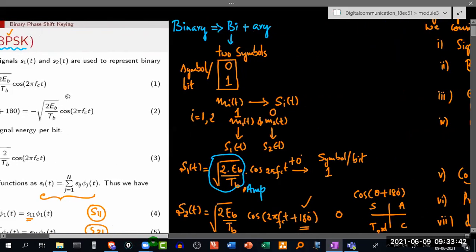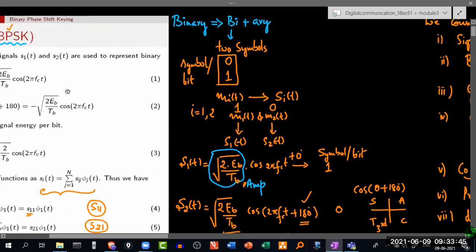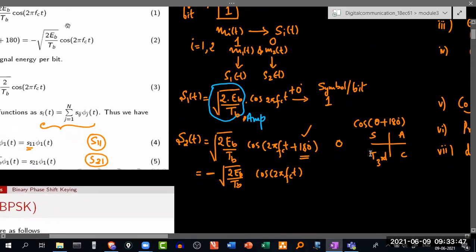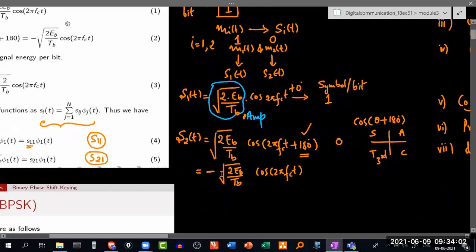And now because of that lead, we'll be lying in the third quadrant where only tan is valid. But we are having a cosine function over here, thereby we'll have a minus sign outside of it. So in turn, we can think of this S2 of t as equal to minus square root of 2 times EB by TB cos 2 pi FCT. So right now we have successfully represented our signal S1 of t and signal S2 of t.